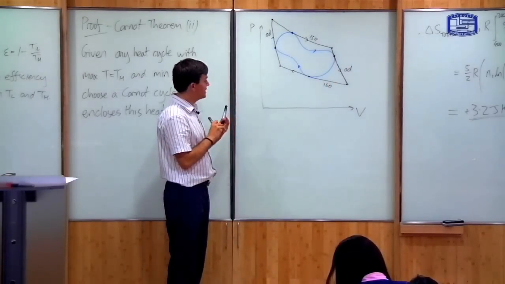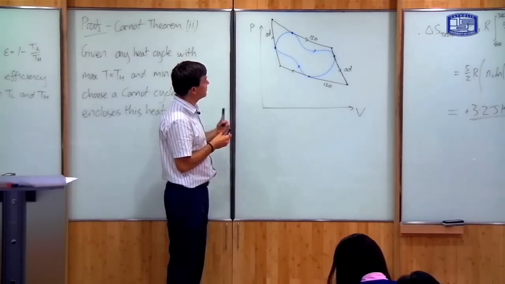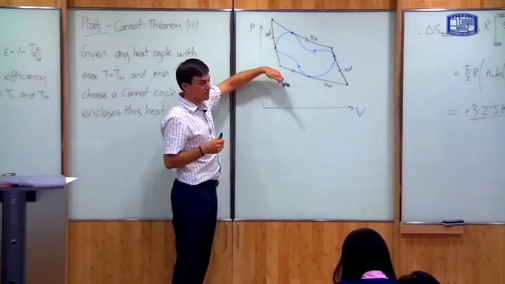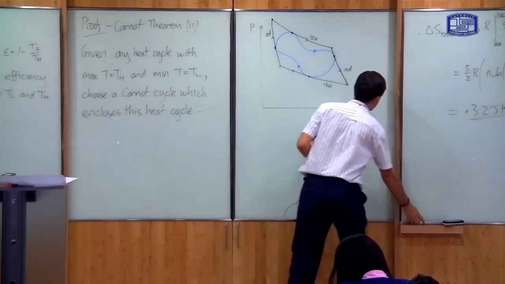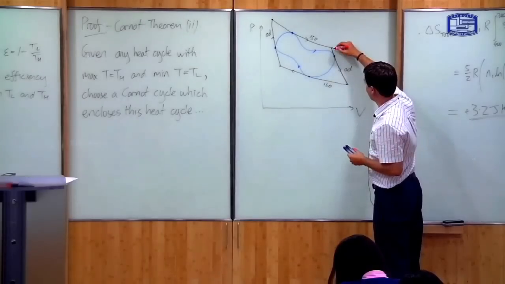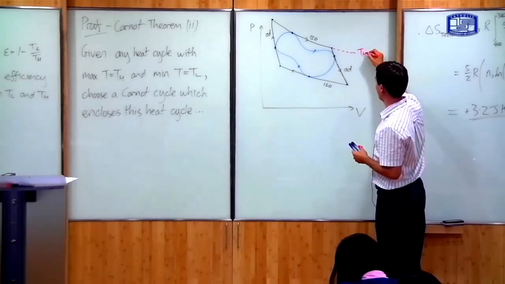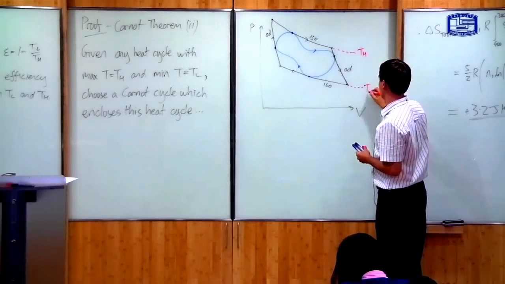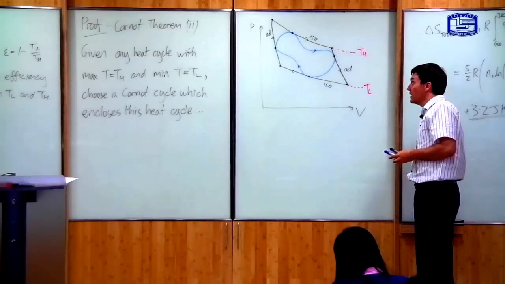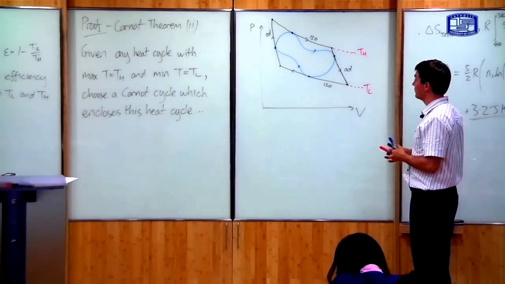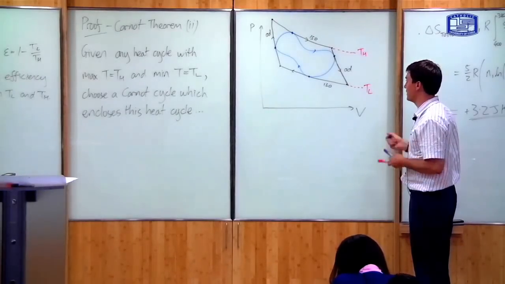So you give me a heat cycle, I can choose a Carnot cycle which encloses it and has the same highest and lowest temperatures. As we've drawn it here, this top line corresponds to a temperature TH, and this lower line corresponds to a temperature TL. Now on this diagram, I will denote four points of interest.